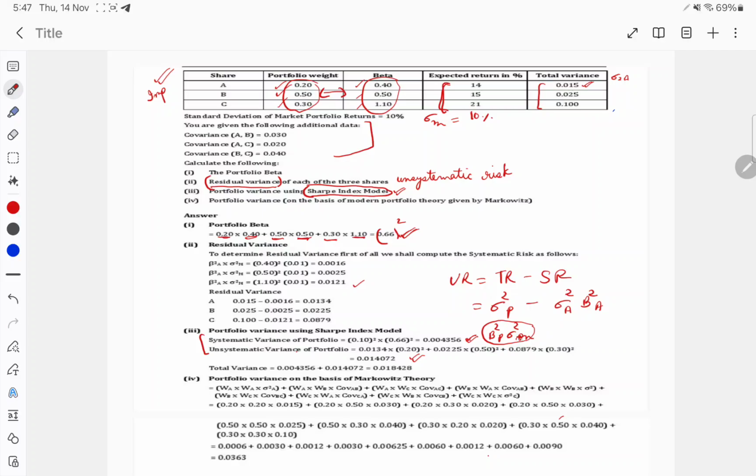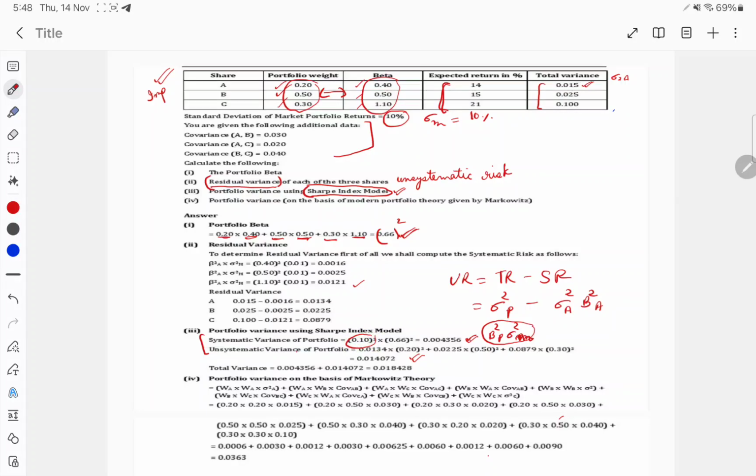I have said it wrong, it is basically the variance of the market, and the variance of the market was given in the question. It is 10%. In the question, the risk, that is the standard deviation of the portfolio, was given, but you have to take the variance of the portfolio in the formula. So you have basically done the square of this.